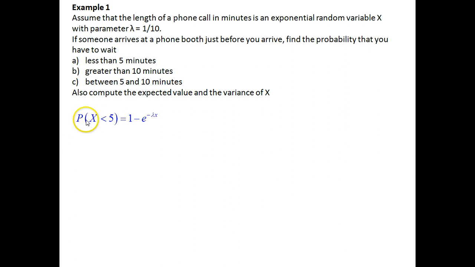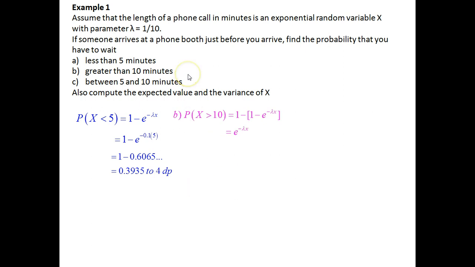So we want up to 5 minutes, less than 5 minutes, which we use the formula 1 minus e to the minus lambda x. Lambda is 1/10, which is 0.1. X is 5. Work that out. Take away from 1, and I get 0.3935 for less than 5 minutes wait.